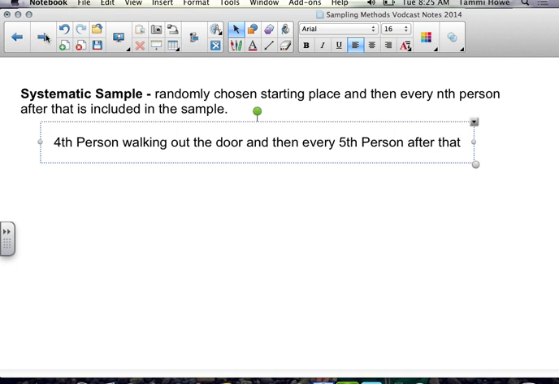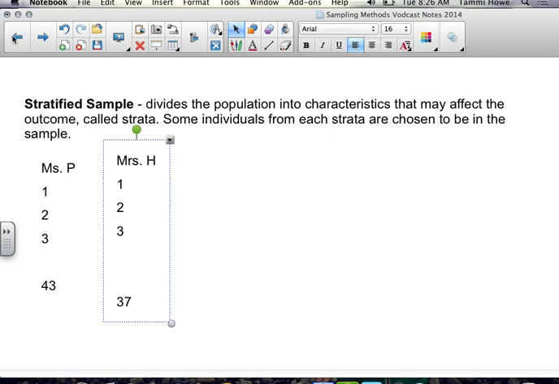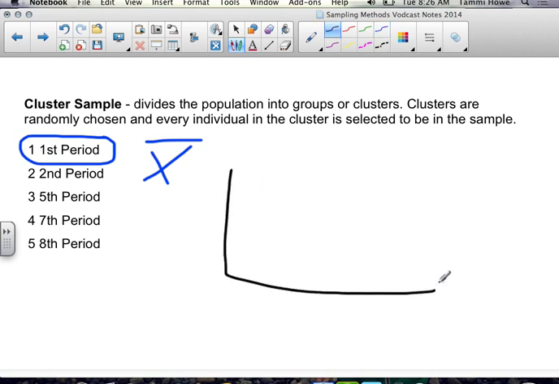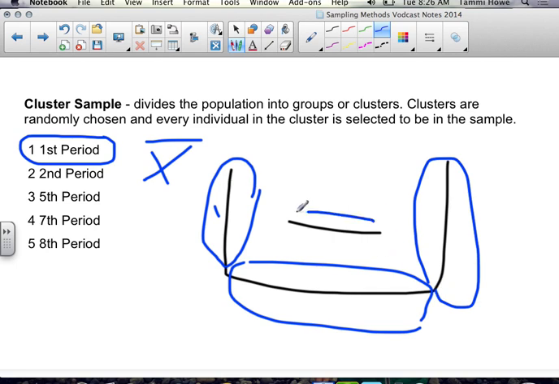Okay, and the very last thing is something called a multi-stage sample, and that's where I employ multiple sampling methods, or possibly the same one more than once. For example, when we did our cluster sample back here, and we said that we were going to go into first period, well, first period is laid out in a group, right? So maybe I label first period even more. Maybe I say that this is a cluster, and maybe I say that this is a cluster over here, and maybe I say this is a cluster, and maybe I say this is a cluster.